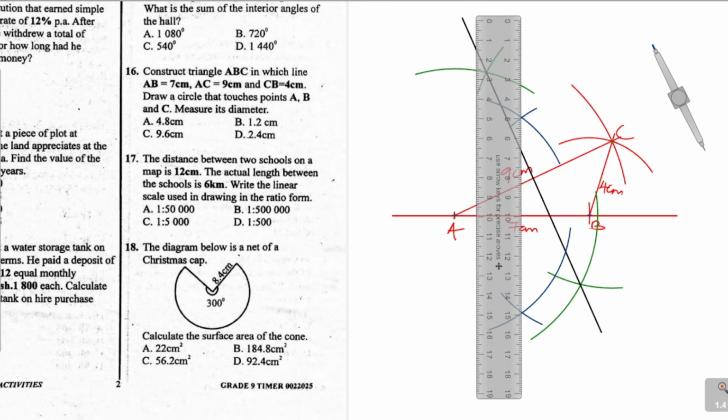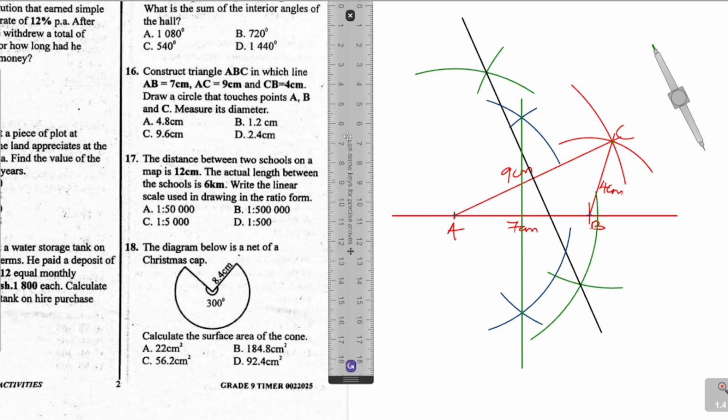Like that. So join points like that. And then now I would like you to look at the point of intersection of the two bisectors. The two bisectors of line AC and line AB is that point. So that is the point of intersection.